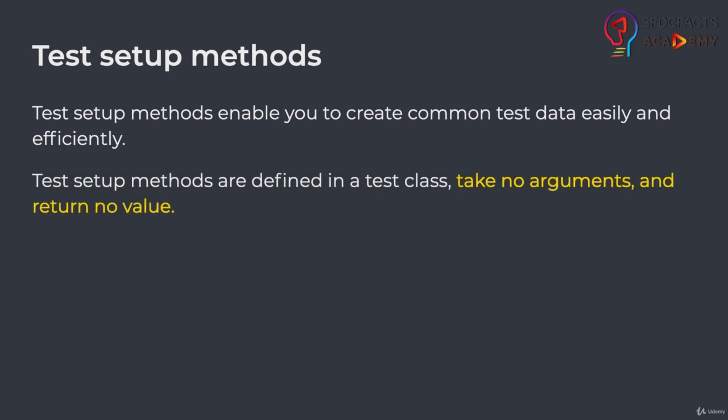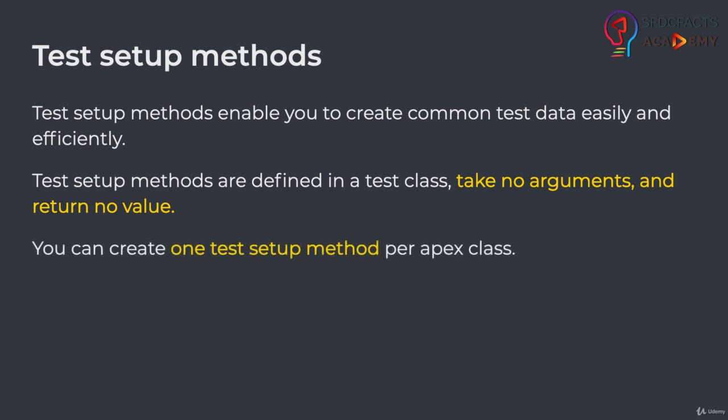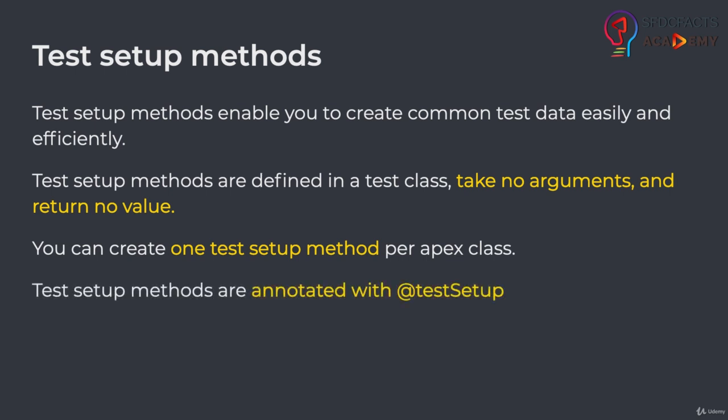A test setup method doesn't take any arguments and it doesn't return any value, very similar to the other test methods. You can have only one test setup method per Apex test class, and within the same method you need to create all your test data at once. In order to mark a method as a test setup method, you need to use the @testSetup annotation.